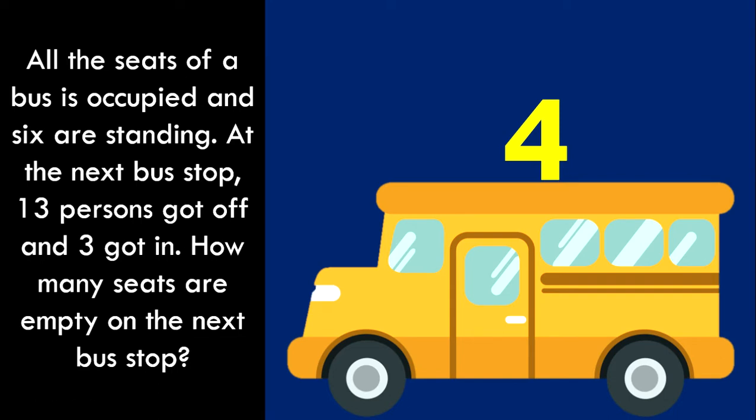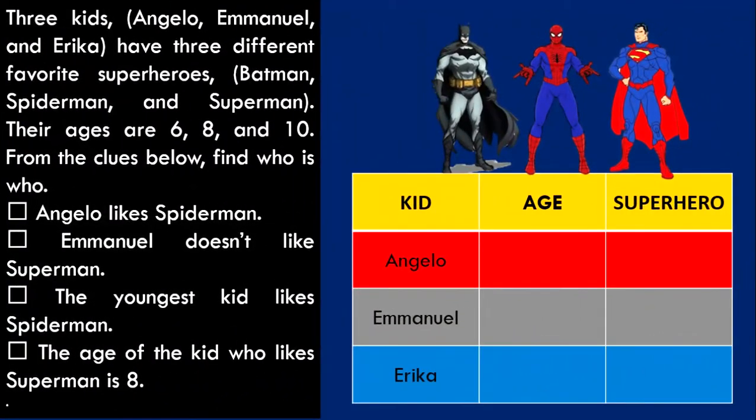Another problem. Three kids, Angelo, Emmanuel, and Erica, have three different favorite superheroes: Batman, Spider-Man, and Superman. Their ages are 6, 8, and 10. From the clues below, find who is who.